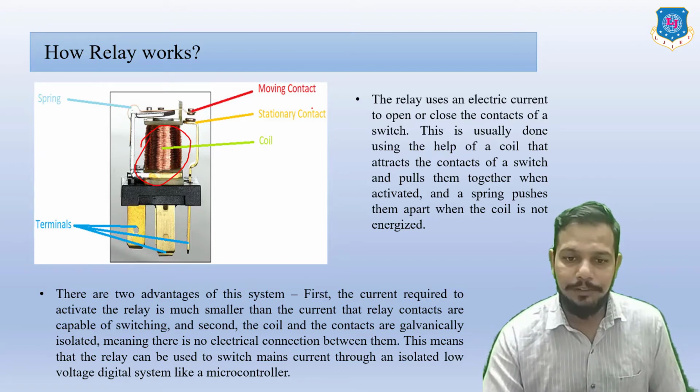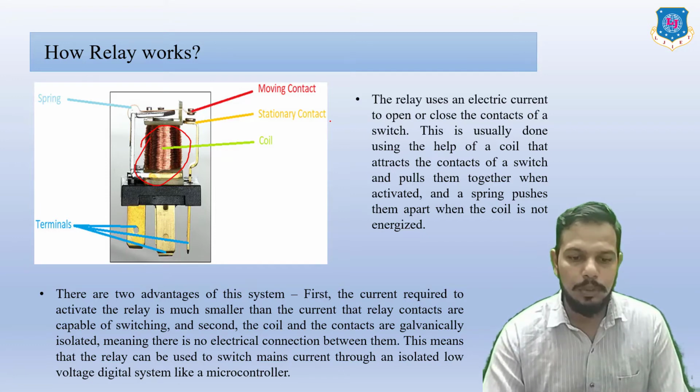The relay uses an electric current to open or close the contacts of a switch. This is usually done with the help of a coil that attracts the contacts of a switch and pulls them together when activated. There are two advantages of this system. Number one, the current required to activate the relay is much smaller than the current that the relay contacts are capable of switching. And number two, the coil and the contacts are galvanically isolated, meaning there is no electrical connection between them.